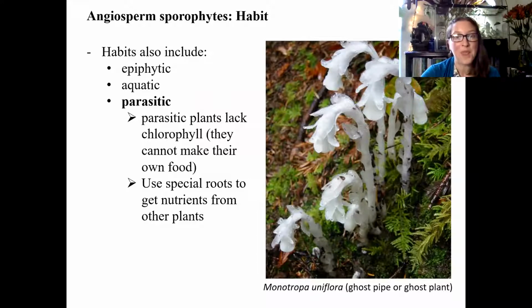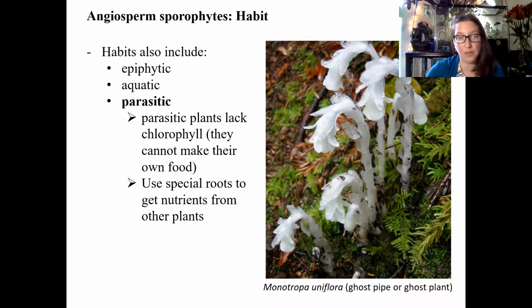Parasitic plants are cool. They're angiosperms, but they lack that green pigment, chlorophyll. So therefore, they cannot undergo photosynthesis. They cannot use the sunlight to make their own sugars. Instead, parasitic plants have special roots, and the roots will grow into other plants that can do photosynthesis. Basically, they'll use those roots to take the products of photosynthesis, so sugars and other nutrients, to the parasitic plant.